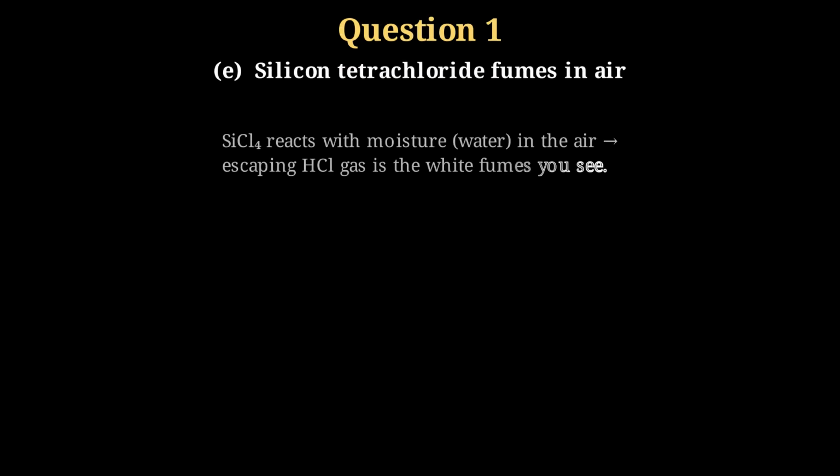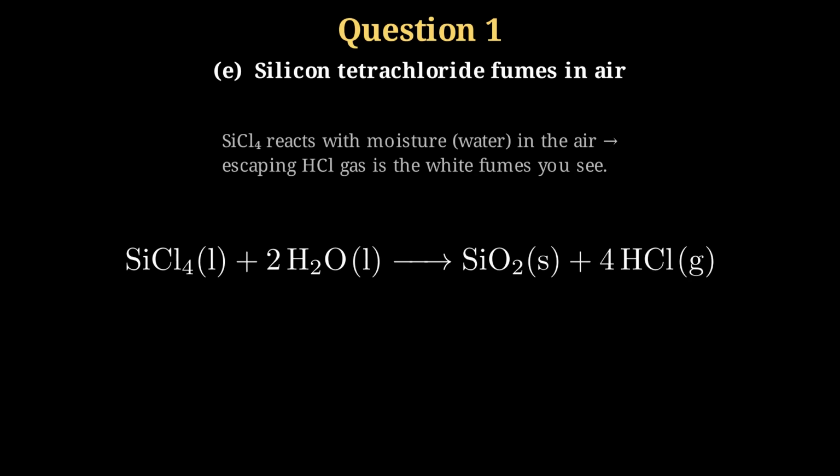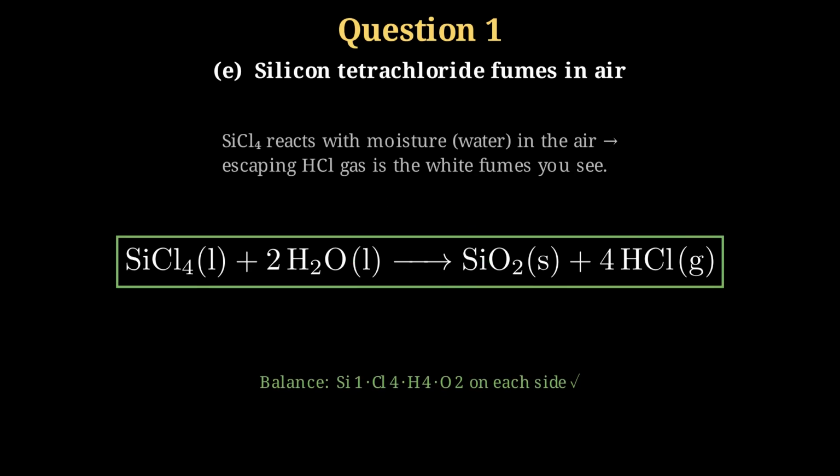Part E. Silicon tetrachloride fumes in air because it reacts with the moisture, the water vapor, in the air. Let's write the balanced equation. Silicon tetrachloride, a liquid, plus 2 waters, gives silicon dioxide, a solid, plus 4 molecules of hydrogen chloride gas. That escaping hydrogen chloride gas is the white fumes. Always check it balances. 1 silicon, 4 chlorines, 4 hydrogens, and 2 oxygens on each side. Perfectly balanced, with the state symbols included for the full mark.